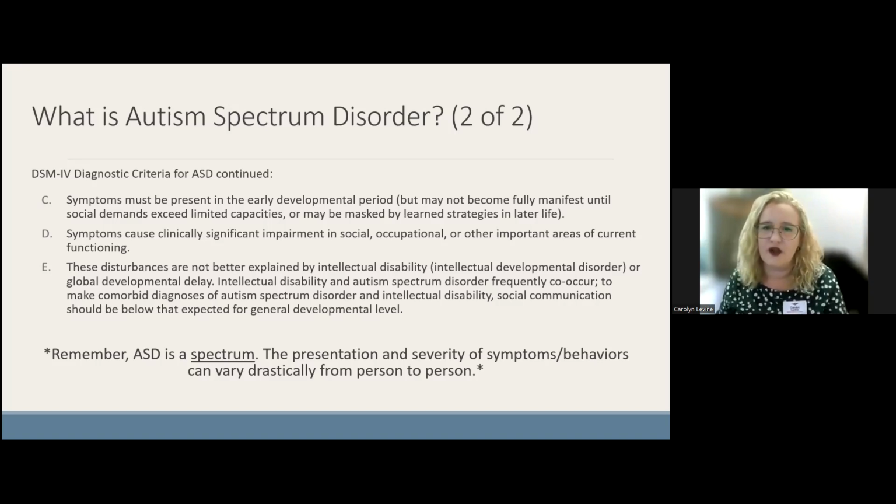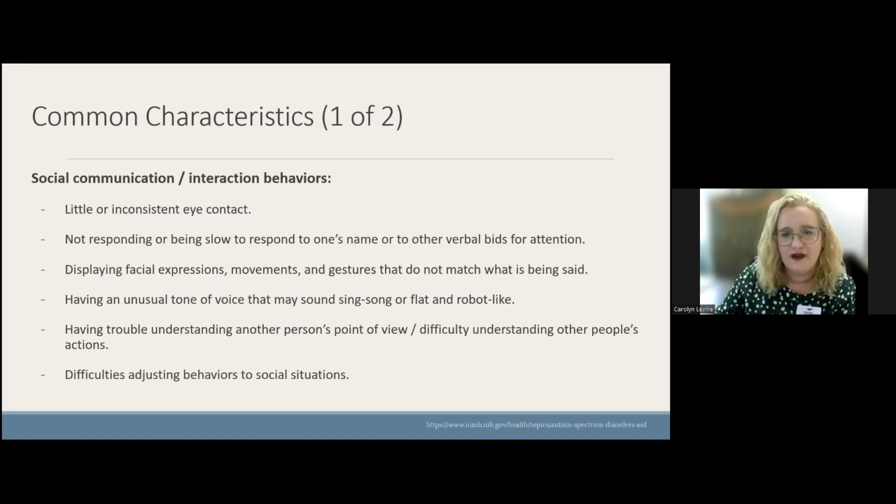You also see a lot of comorbid diagnoses with ASD, especially with things like ADHD or anxiety. And a lot of times those symptoms look very similar. So it can be hard to differentiate at first. Any questions so far?